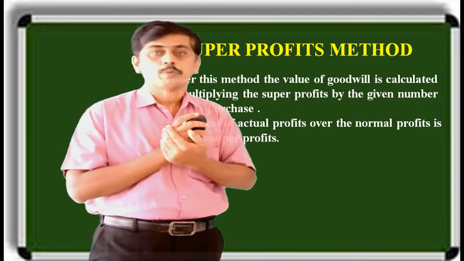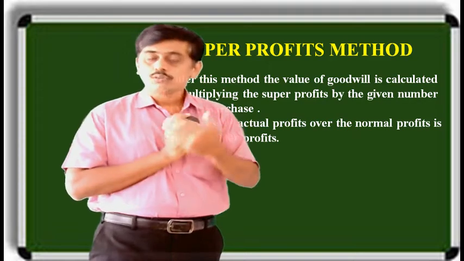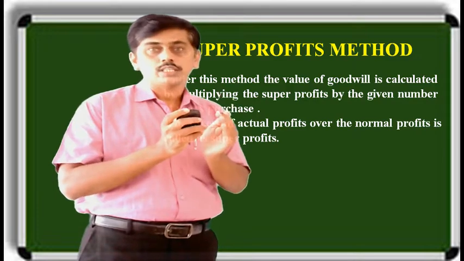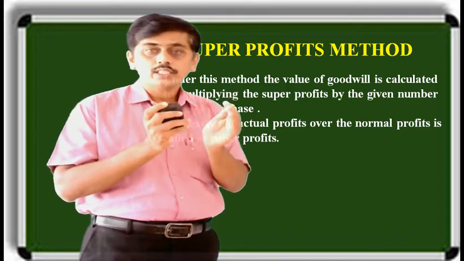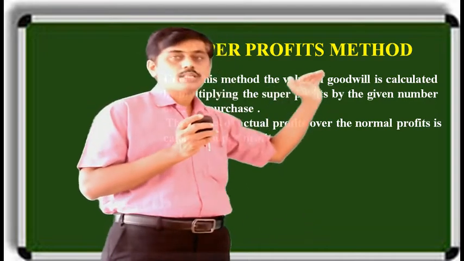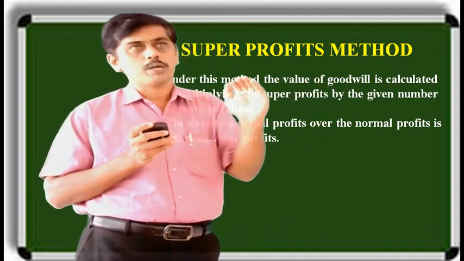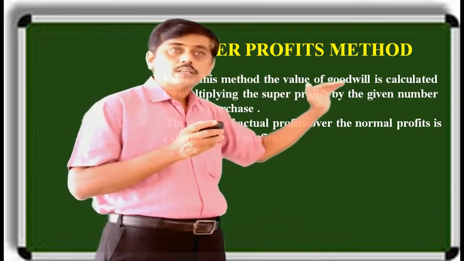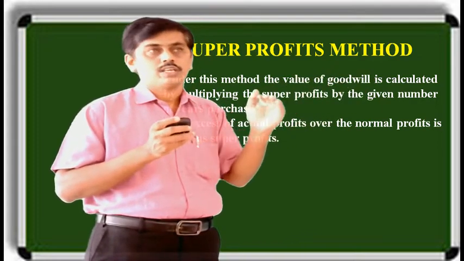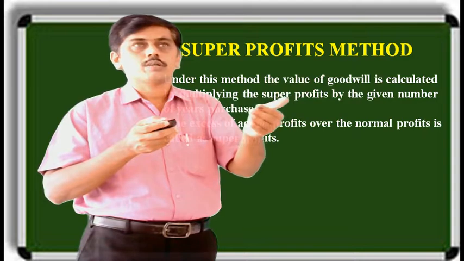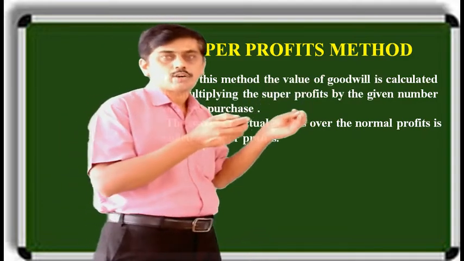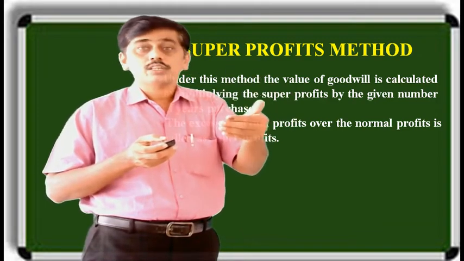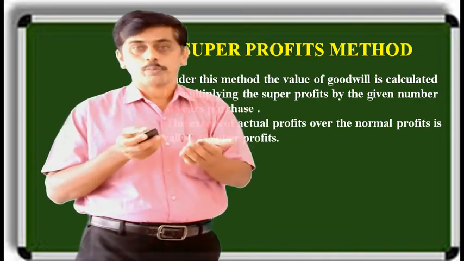So first here we have to find out the super profit. How is the super profit to be found out? Super profit is to be ascertained by finding the difference between the actual profit and the normal profit. What is this normal profit? Normal profit is the profit earned by similar business institutions. If a person carries on a particular business, if 10% is the normal rate of return or normal profit, and the particular businessman earns more than that, then there comes the super profit.